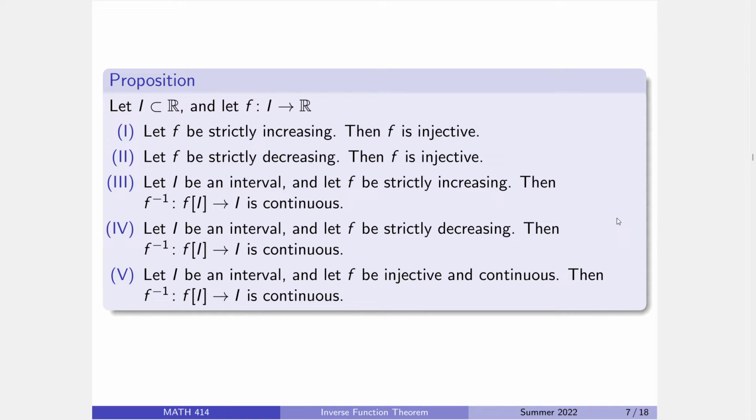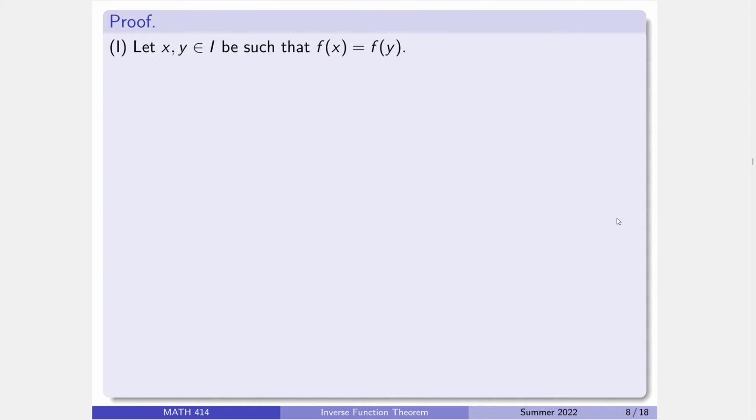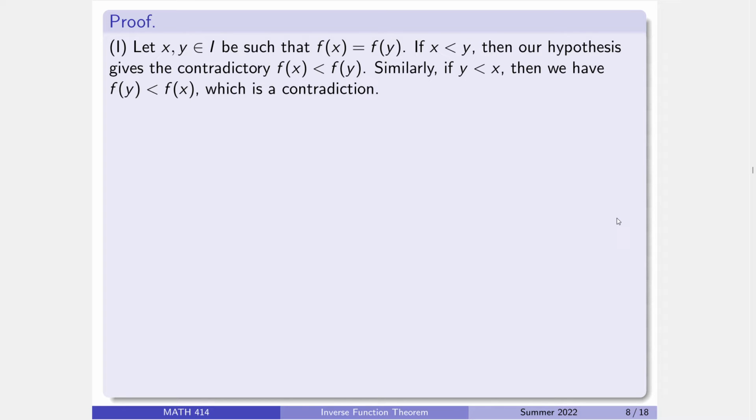Point 1, first of all, strictly increasing means injective. Let's say we have x and y so that f of x is equal to f of y. We just need to prove x is equal to y. Well, if x is strictly less than y, then our hypothesis gives f of x is strictly less than f of y, which can't hold. We're assuming they're equal. Likewise, if y is strictly less than x, we get the same issue. So it's got to be x is equal to y, by trichotomy. And point 2 is proven similarly to point 1.